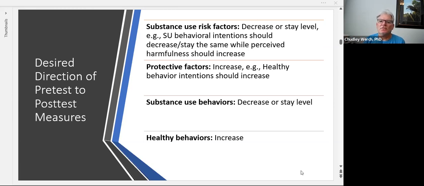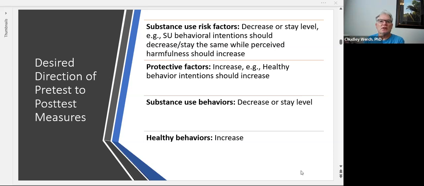In terms of protective factors, behavioral intentions for the healthy behaviors, you want to see those increase. Now, you're much more likely to see these increases because there's quite a bit of room for improvement with regard to, in the future, will I get regular physical activity? Will I eat a healthy breakfast? Will I eat fruits and vegetables every day? Will I get 8 hours of sleep? Will I set goals?